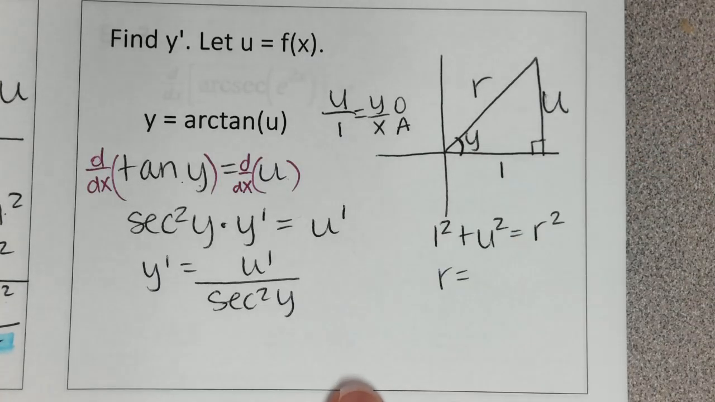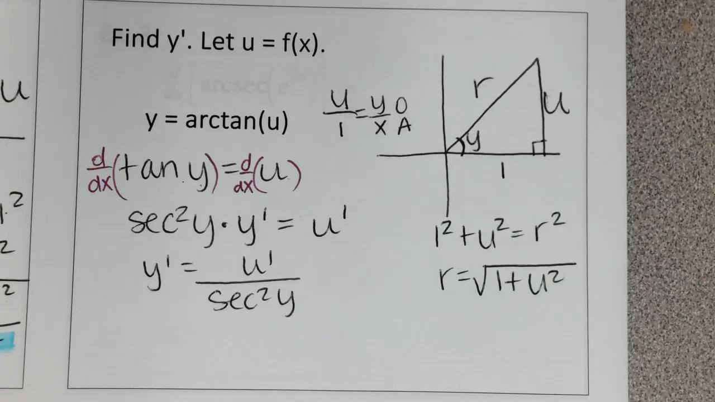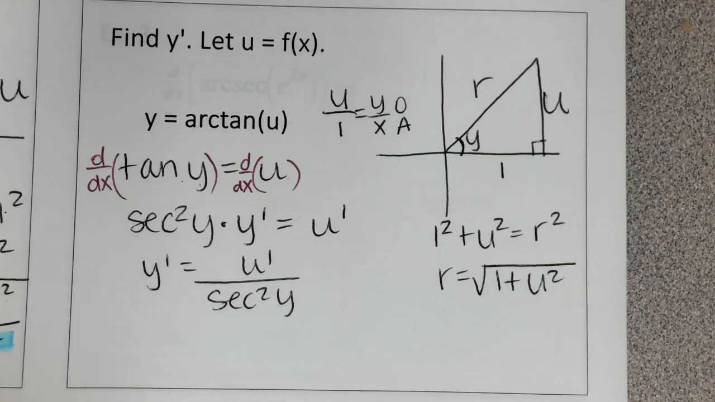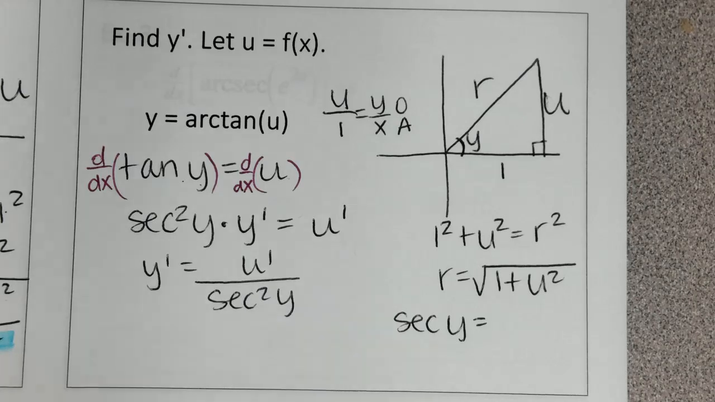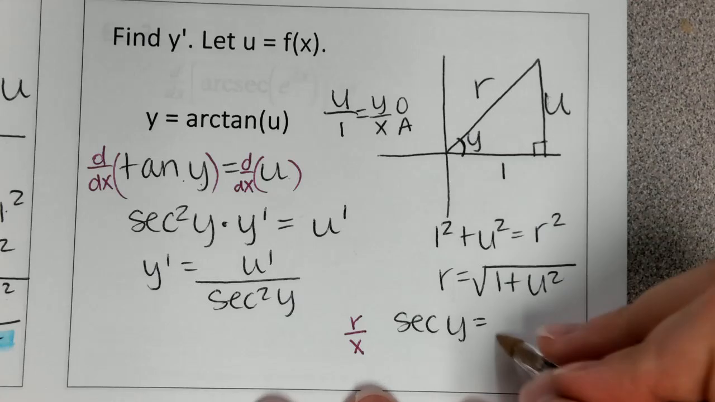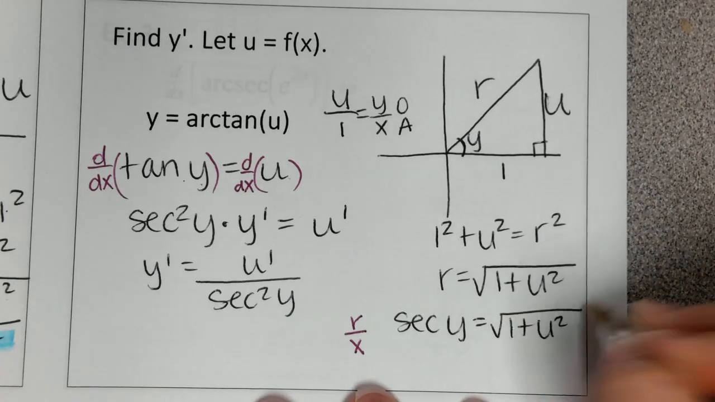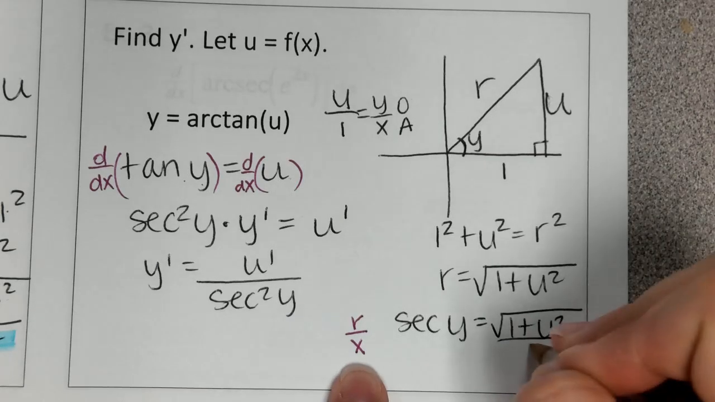What's r? It's just the square root of 1 plus u squared. Easy peasy lemon squeezy. I'm looking for secant squared of y. Before we square it, tell me what is the secant of y, keeping in mind that secant is the reciprocal of cosine. So we're looking for r over x. Here's my r. This is the square root of 1 plus u squared. What's my x? 1. So over 1.